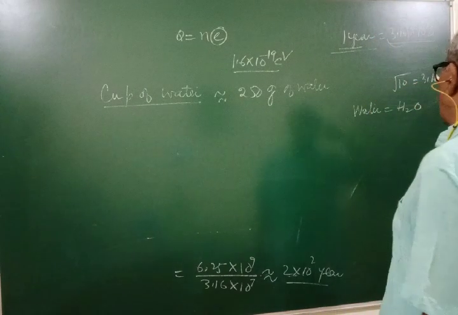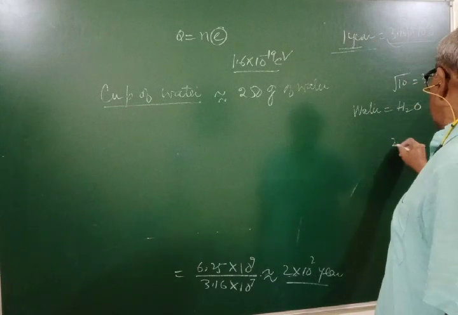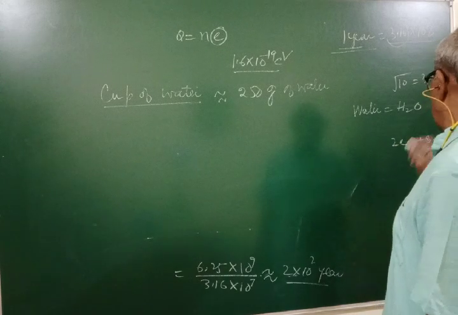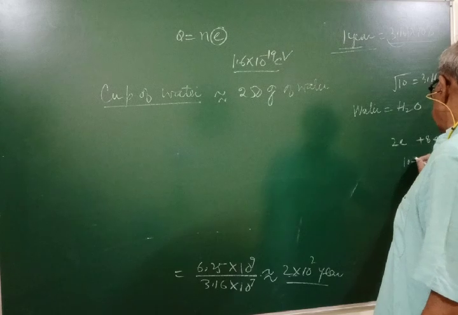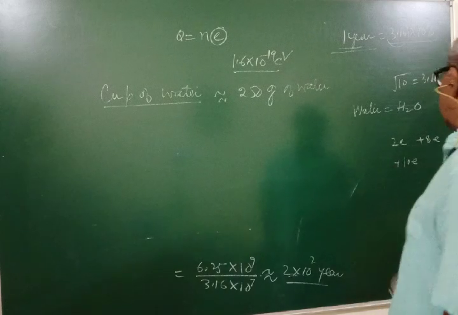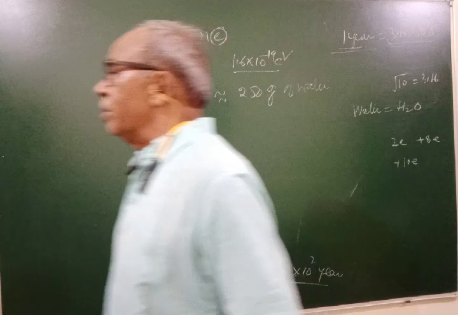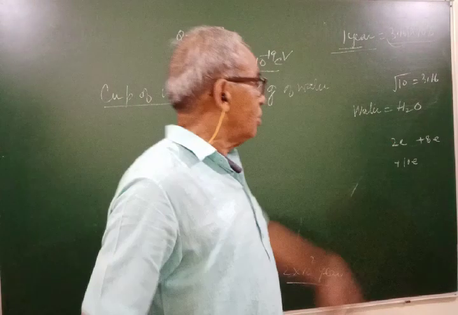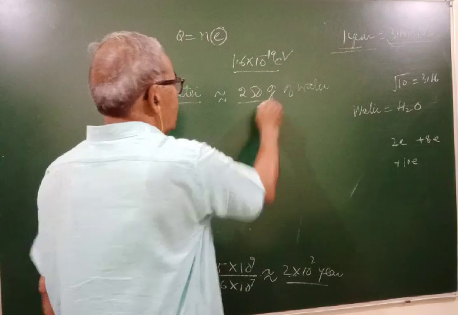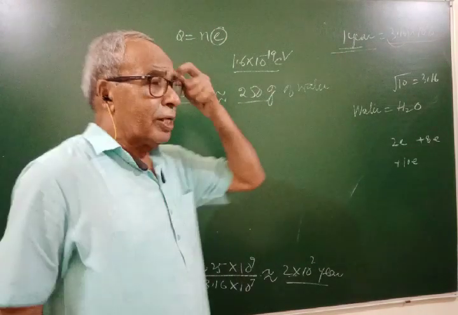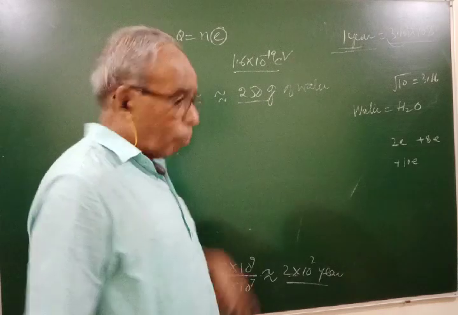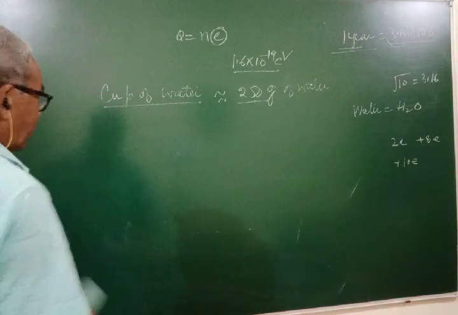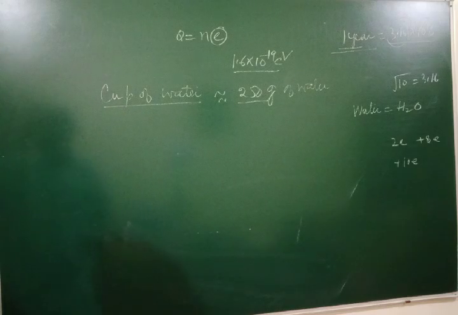In one molecule of water, there are plus 2e and plus 8e, so the positive charge in one molecule is plus 10e and the negative charge is minus 10e. Hydrogen has 1 proton and 1 electron, and there are 2 hydrogens. So it means you need to know how many molecules of water are present in one cup of water. It is a serious problem here. Students never try to understand.